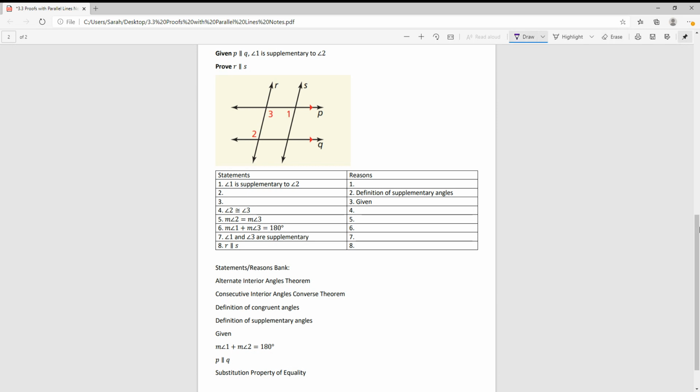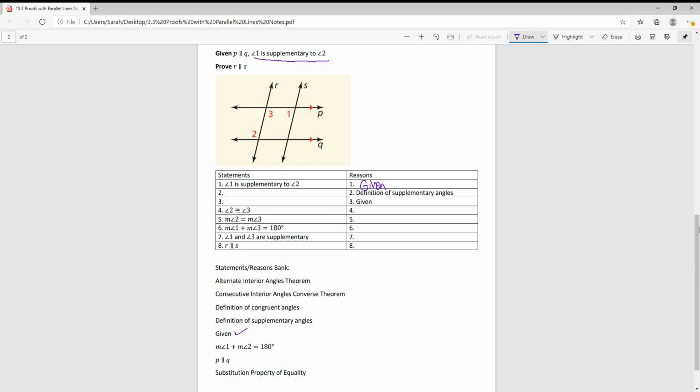So, first statement, angle 1 is supplementary to angle 2. How do we know that? We know that because they tell us. And since they tell us that, that falls under given. Next up, they say the reason for whatever we say next is the definition of supplementary angles.